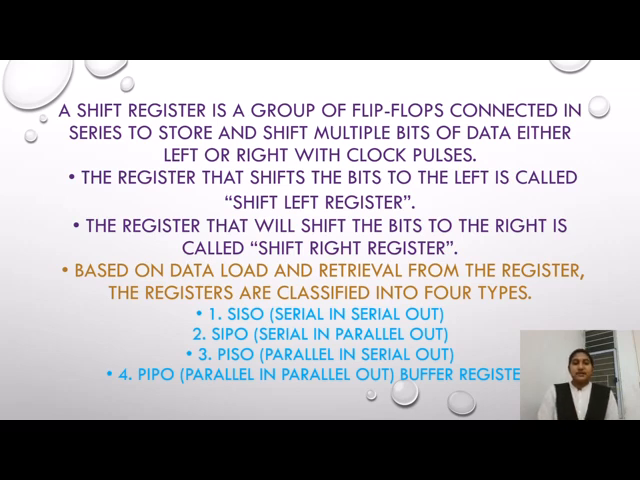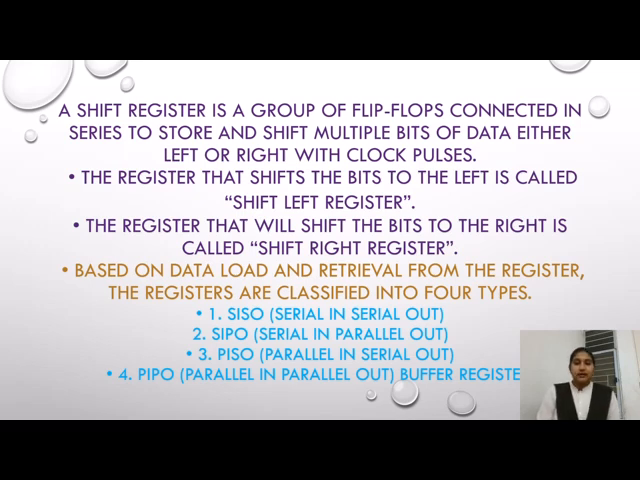The basic shift register is a group of flip-flops connected in series to store and shift multiple bits of data either left or right with clock pulses. The register that shifts the bits to the left is called a shift left register. The register that shifts the bits to the right is called a shift right register. Based on the data load and retrieval, registers are classified into four types: SISO, serial in, serial out; SIPO, serial in, parallel out; PISO, parallel in, serial out; and PIPO, parallel in, parallel out.